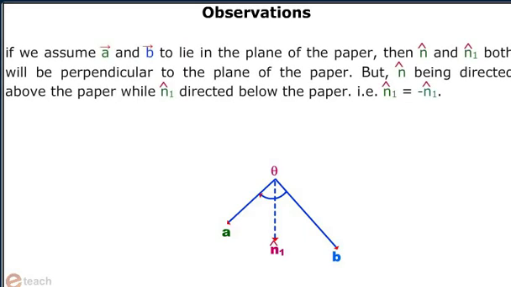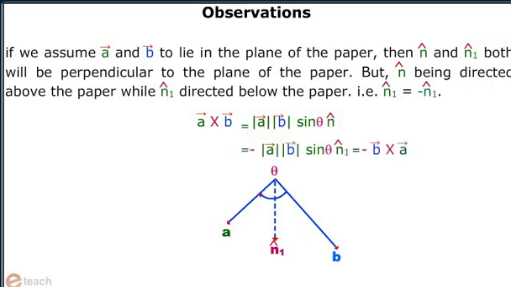If we assume a vector and b vector to lie in the plane of the paper, then n cap and n1 cap both will be perpendicular to the plane of the paper, but n cap being directed above the paper while n1 cap is directed below the paper. That is, n1 cap equals negative of n cap. This gives a vector cross b vector equals negative of b vector cross a vector.